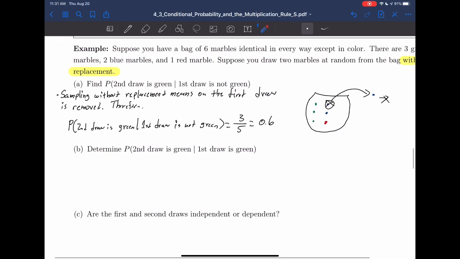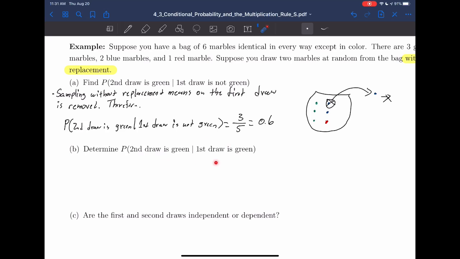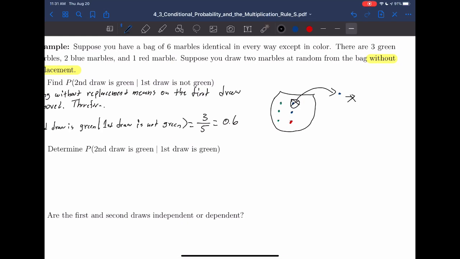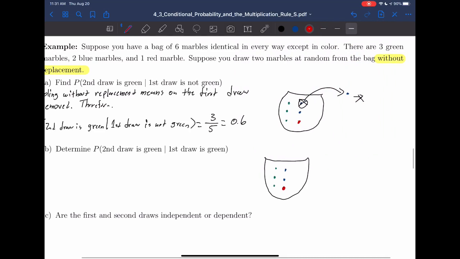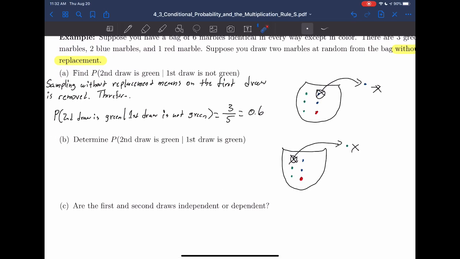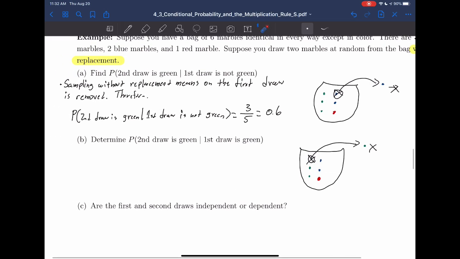But what if we want to find the probability that the second draw is green, given the first draw was also green? So let's draw a little bag again with 3 green marbles, 2 blue marbles, and 1 red. And since the first draw was green, let's say we pick this green marble. Since we're doing without replacement, that marble is not put back, so it's gone. So now we have a total of 2 greens out of 5 marbles.